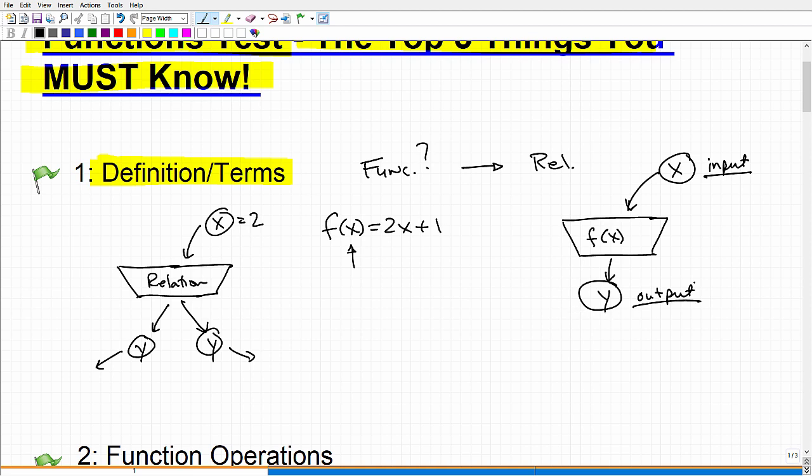Okay, now the input values we refer to as the domain. So the values that we can plug into our function, that are allowed to go into a function, we refer to those as the set of numbers called the domain, and then the output is called the range. Okay, so you need to definitely know what the domain and range is.